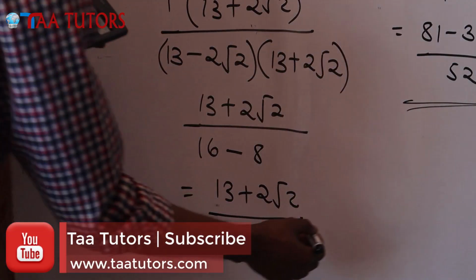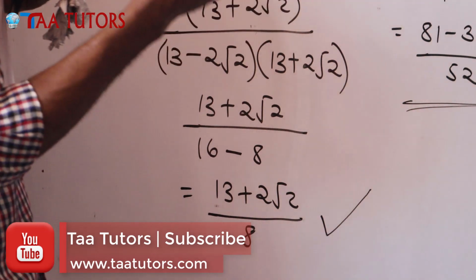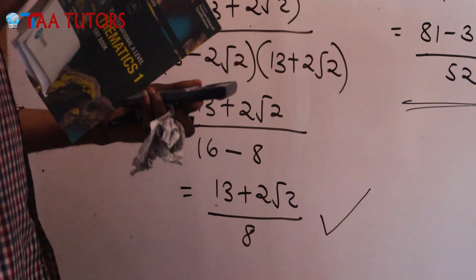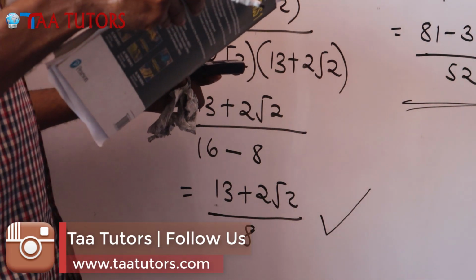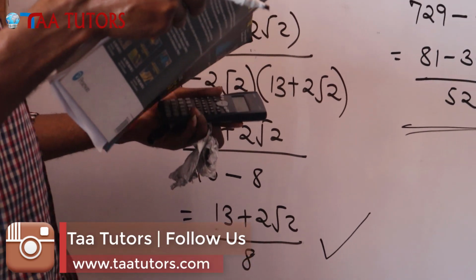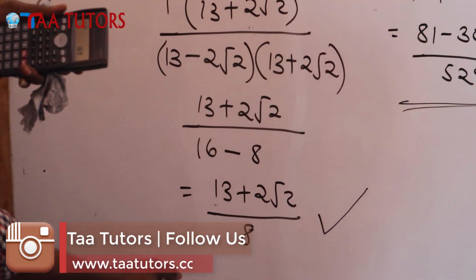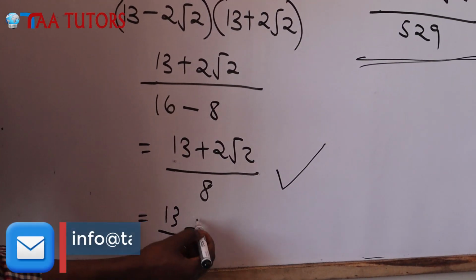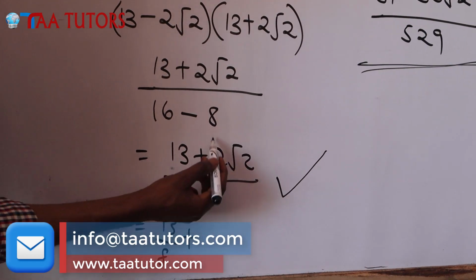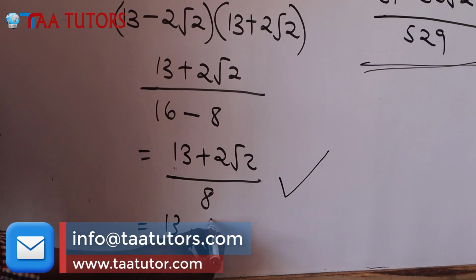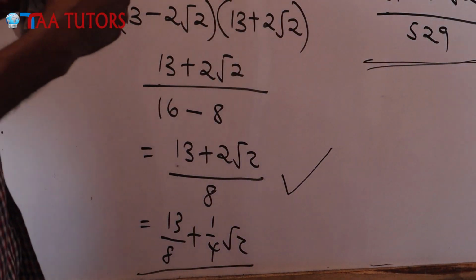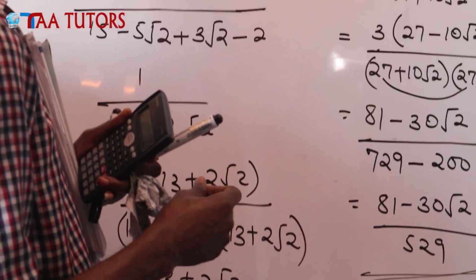And like I said, I can leave my answer here. But if the question asks me to get the form A plus B surd C, then what I need to do first is to break them so that it is 13 over 8 plus 2 over 8, and 2 over 8 is like 1 over 4, surd 2. Then I will be able to get my answer correct.